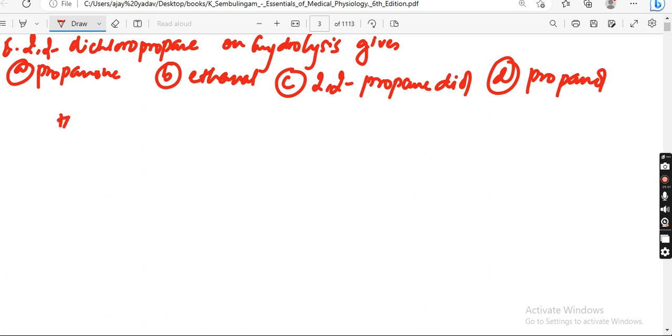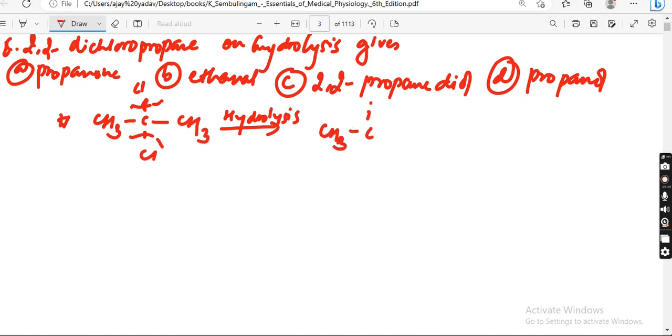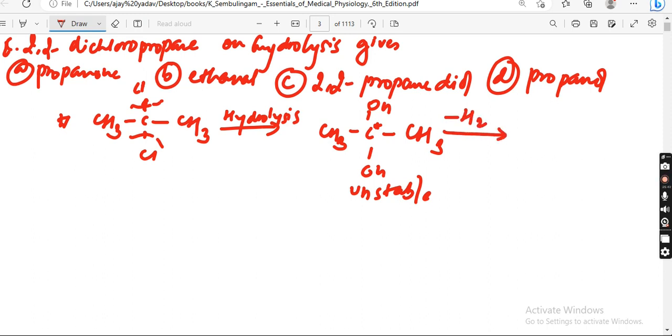So let us solve this one. Look here, this is CH3, there will be Cl, this side also Cl, and this is your CH3. On hydrolysis of this one, this Cl will be replaced by OH, right? So this will be CH3-C(OH)2-CH3. But this is actually unstable. If there are two OH on the same carbon, then that is always unstable. So there will be removal of one water molecule from here, and this will give CH3-C=O-CH3. This is actually your propanone, right?